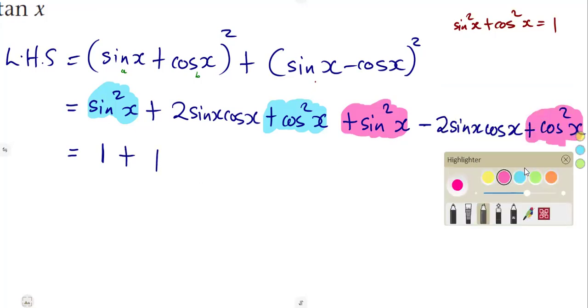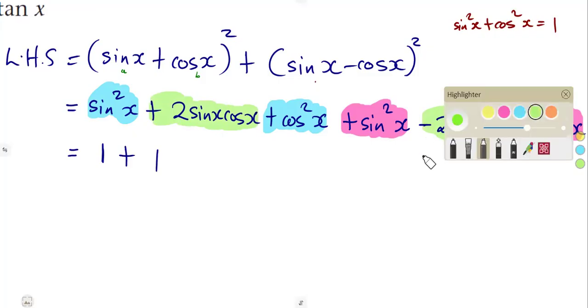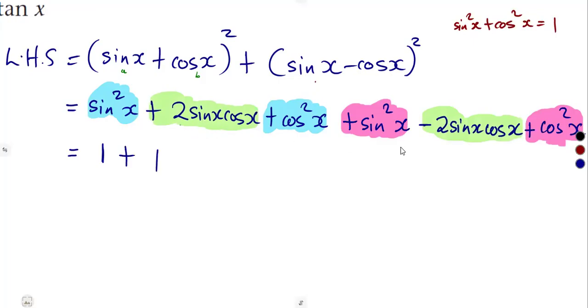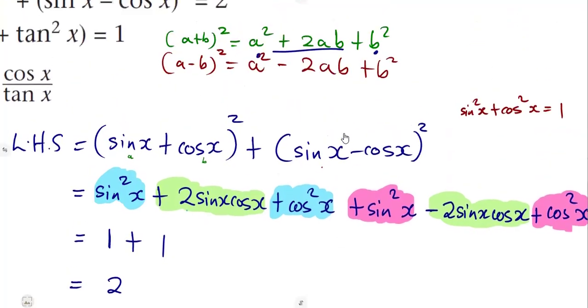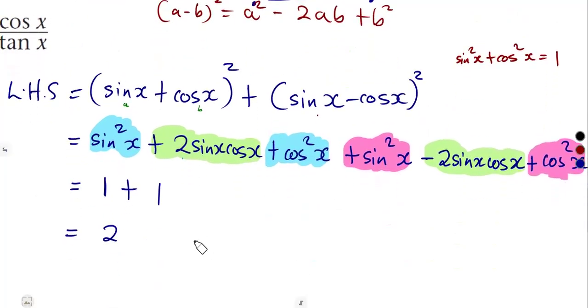These are also like terms if you consider properly. 2 sine x cos x minus 2 sine x cos x. What are we going to have? 2 minus 2, that's a 0. So these two are going to cancel. You're going to remain with 1 plus 1. What is 1 plus 1? That's a 2. This is what we have. Exactly what we are given here, our answer is supposed to be 2. So this is what we have on our right-hand side.